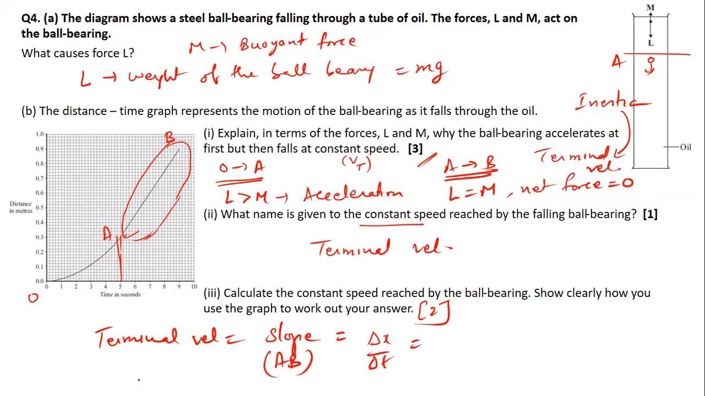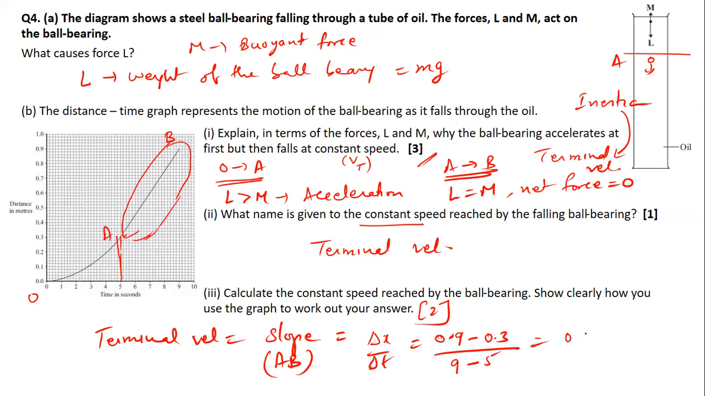What is the value? 0.9 minus 0.3, divided by 10 minus 5. Is it 10? See, has it gone to 10? It's only 9 here. So 9 minus, what is this value? It's 5.